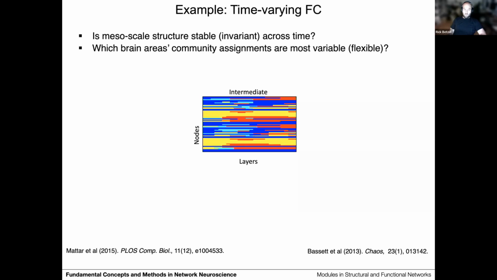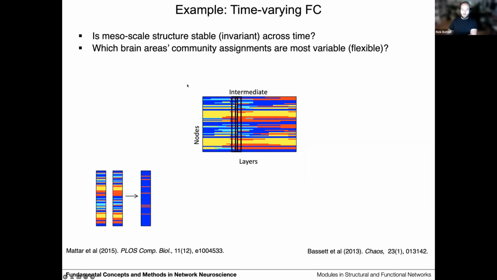So what do the communities look like? Can we detect communities, or nodes rather, whose community assignments vary across layers? This is the so-called flexibility measure that some of you may be familiar with from Danny Bassett and her colleagues' work. So what we get back is something like this. This is from a much larger multi-layer network with something like 20 different layers. Each column here corresponds to a different layer, and the colors again denote community assignments.